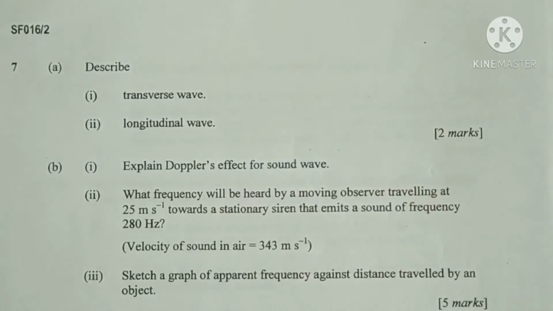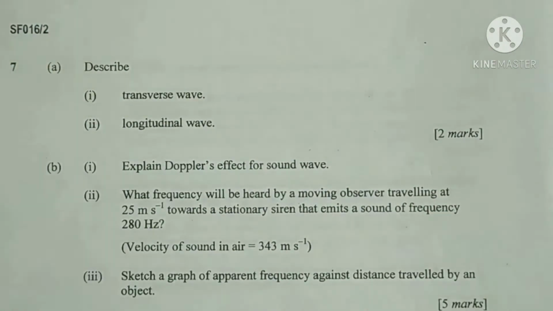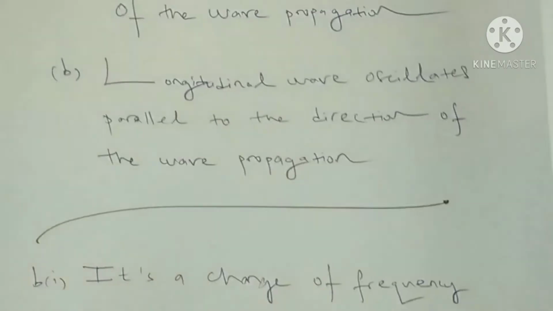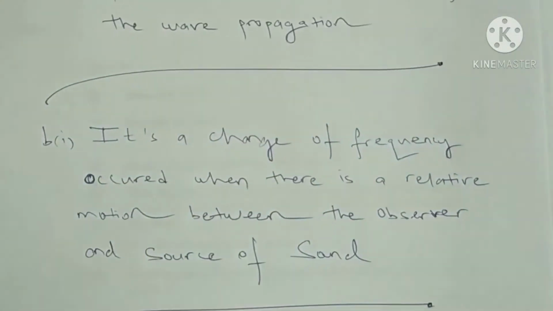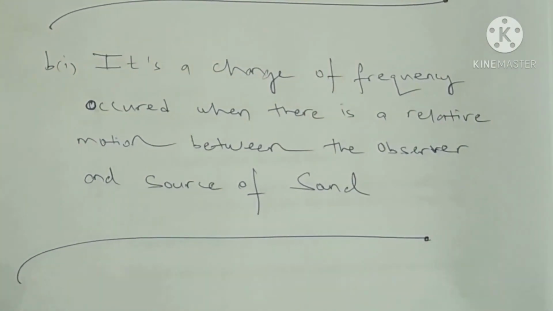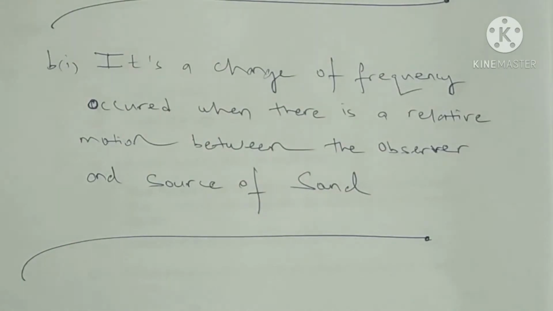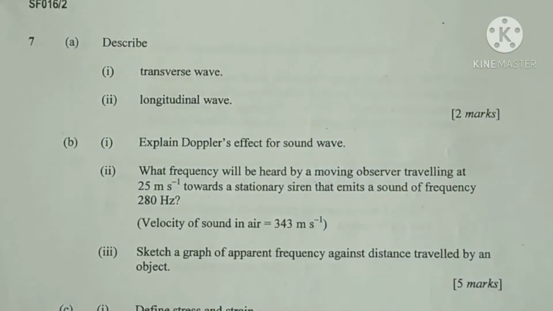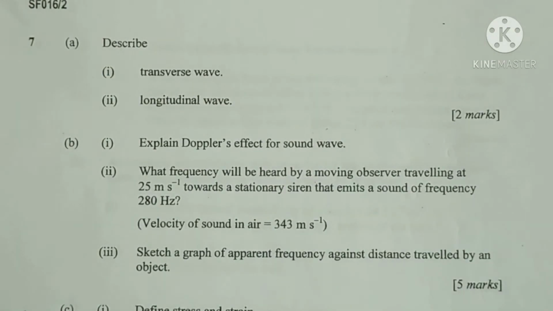For section B, explain the Doppler effect for sound wave. It is a change of frequency that occurs when there is relative motion between the observer and the source of sound. For B Roman 2, what frequency will be heard by a moving observer traveling at 25 meters per second towards a stationary siren that emits a sound of frequency 280 Hz?